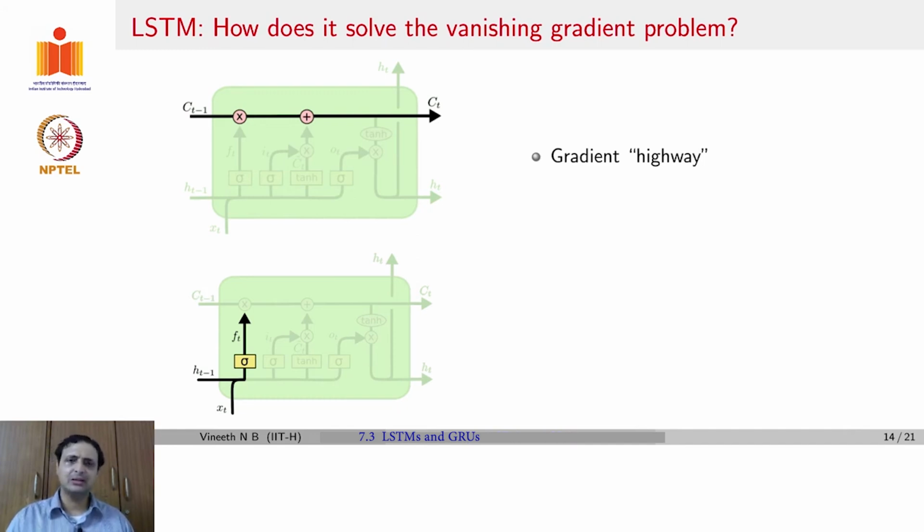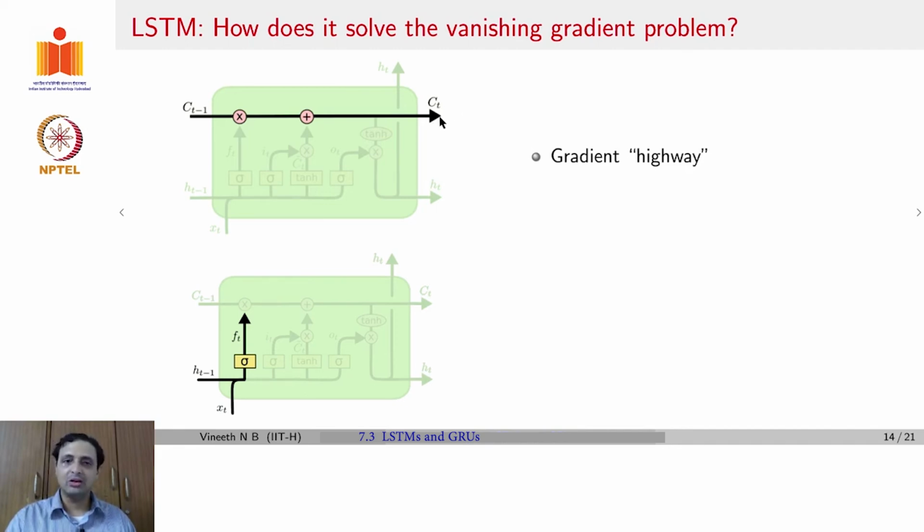Now let's try to ask, how does the LSTM really solve the vanishing gradient problem? The key to that lies in this highway here between Ct and Ct minus 1. We're going to call that the gradient highway.